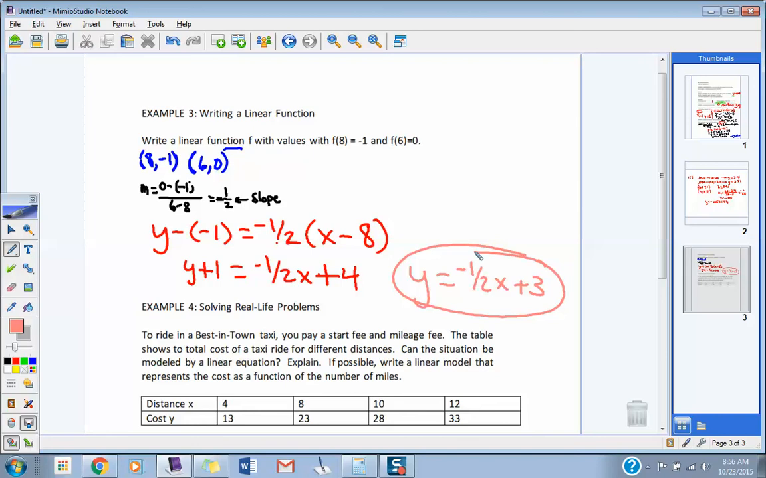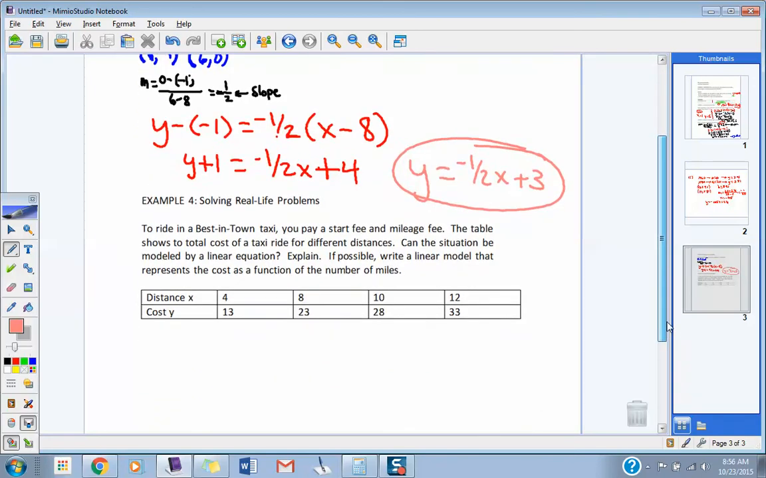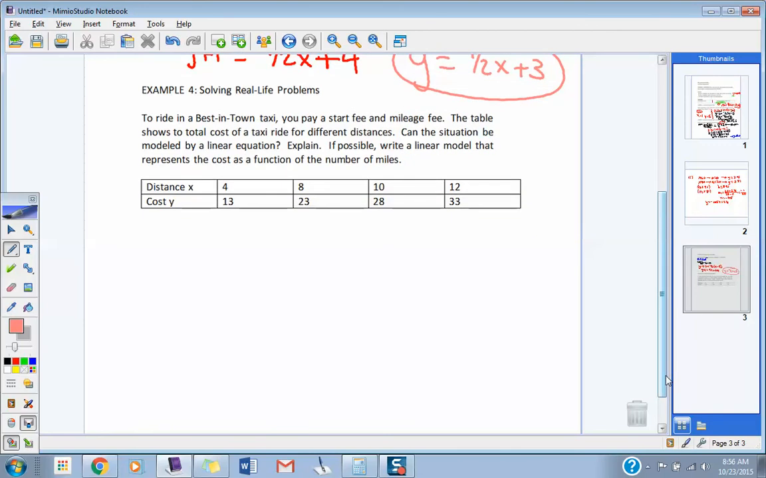Solving a problem then. Look at this right here. Where would I apply something like this? Okay, I'll read this aloud. You guys follow along with me. It says to ride in a best-in-town taxi, you pay a start fee and a mileage fee. It says the table shows a total cost of a taxi ride for different distances. It says, can this situation first of all be modeled by a linear equation?